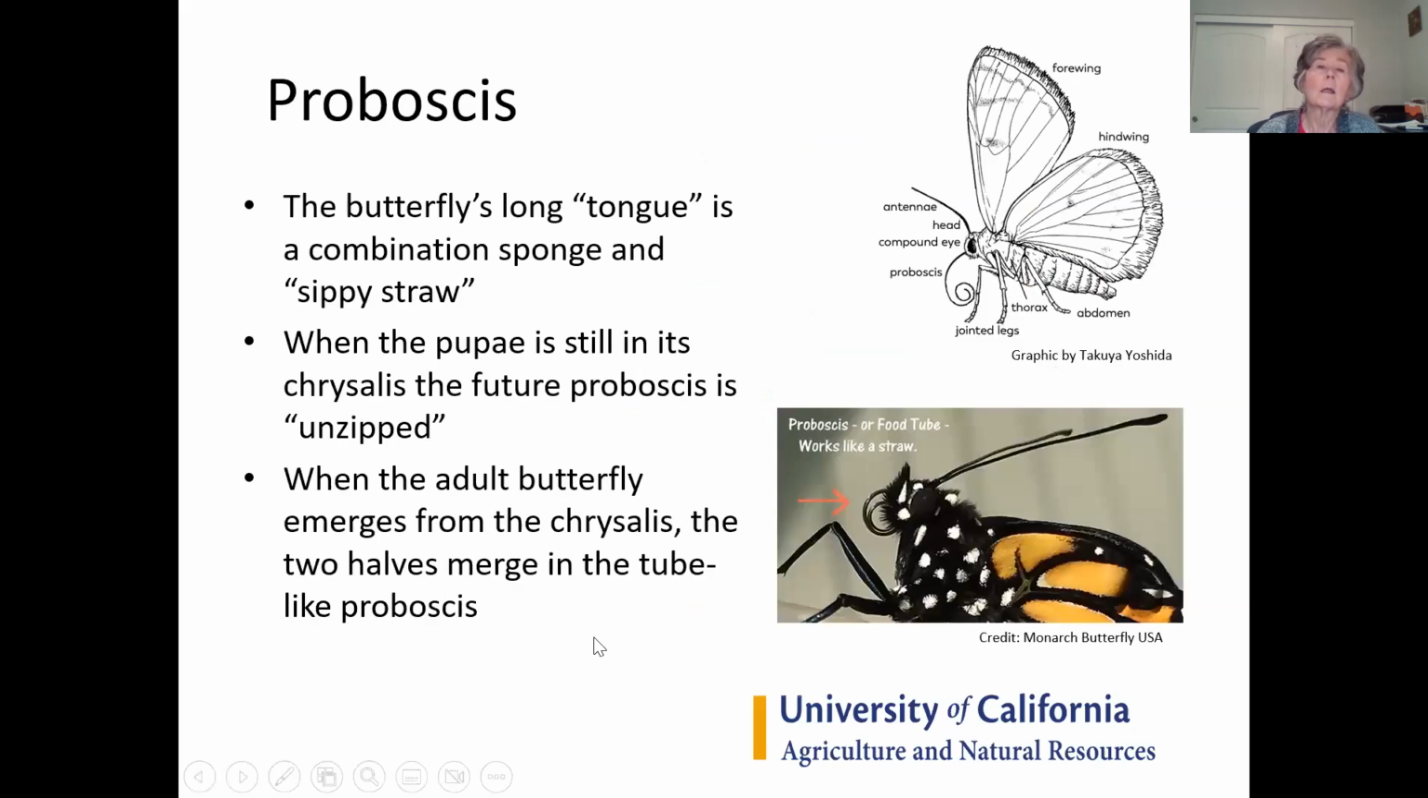They also have a very unique part of their anatomy called the proboscis, which is their tongue, a combination of a sponge and a sticky straw. When the pupa is still in its chrysalis, and we'll talk more about their metamorphosis stage in a moment, the future proboscis is unzipped. When the adult butterfly emerges from the chrysalis, the 2 halves merge together into the tube-like proboscis. And you can see from the arrow here this curled up proboscis, and it works like a straw.